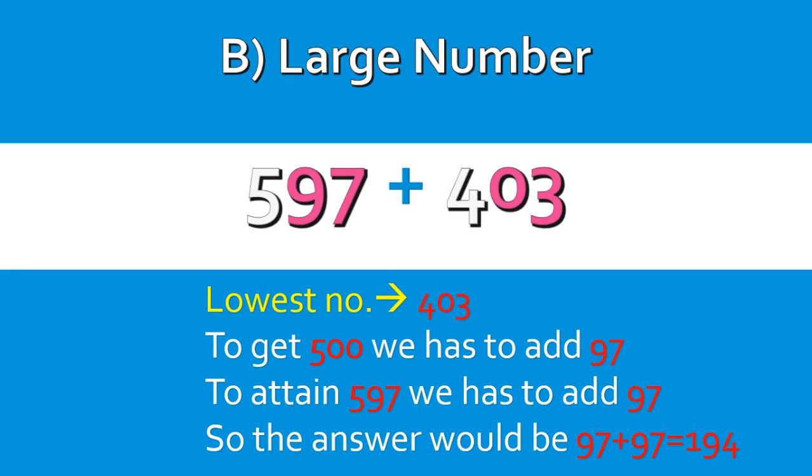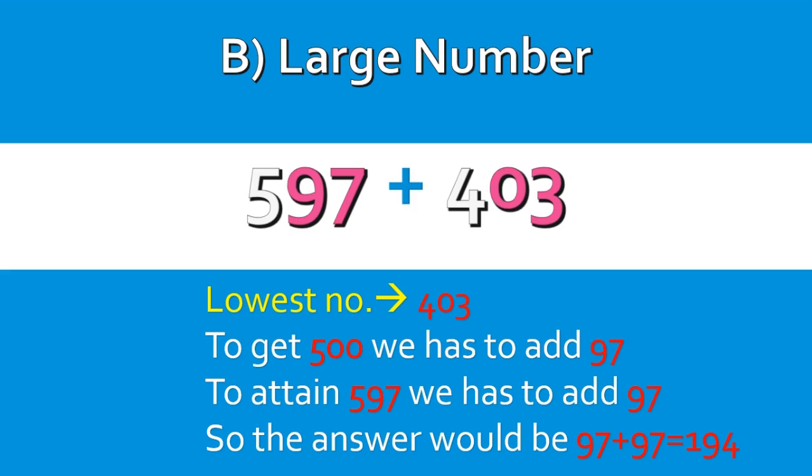So to get that we have to add 97. So then now our value is 500. Now it's simple, 597 minus 500 would be 97. We have already added 97, so combine both of them. 97 plus 97 would be 194. That's the answer of subtraction.